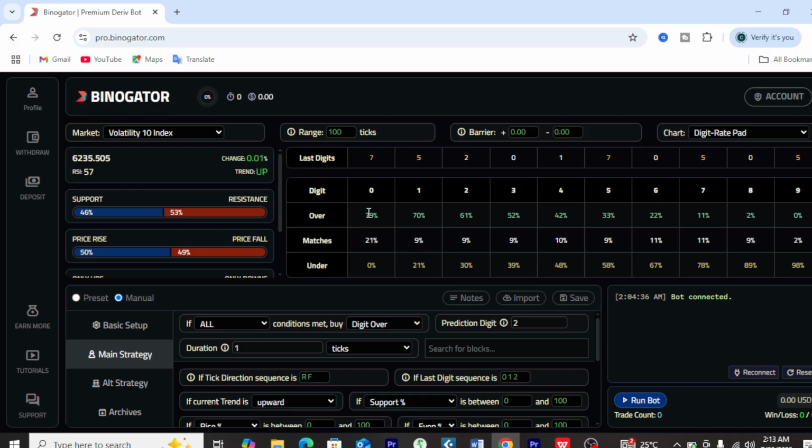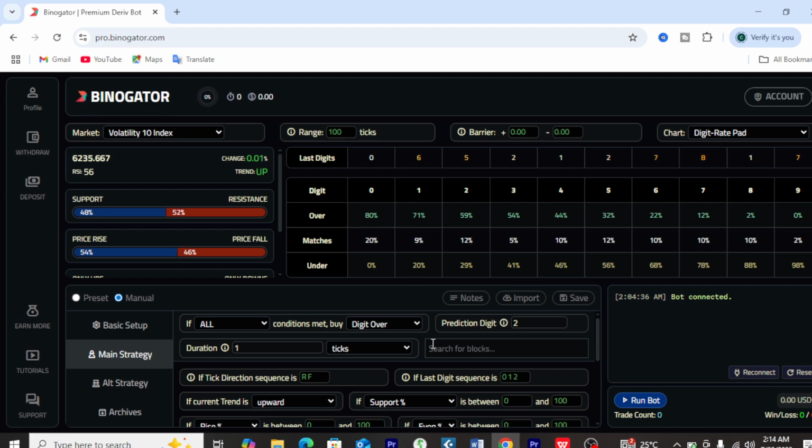So over is the percentage that the last digit is going to be over 0. Under is the percentage that the last digit is going to be under the particular digit, and matches is the percentage that the last digit is going to be 1 or 0 or 2. So now this is where I have to be looking. I'm looking at these matches now. If this matches has a high percentage, it means that it is possible that I'm going to get digits that are 0 and 1.